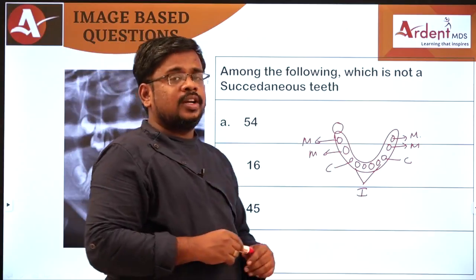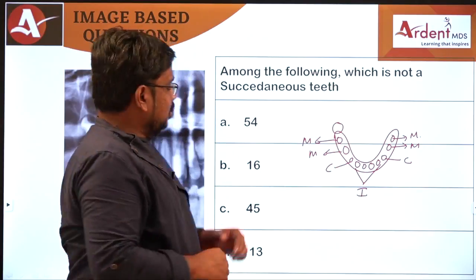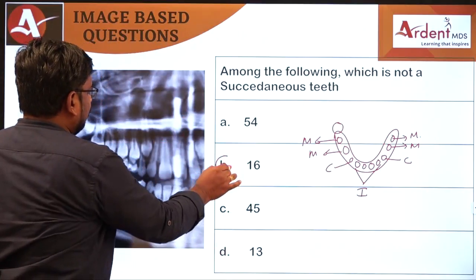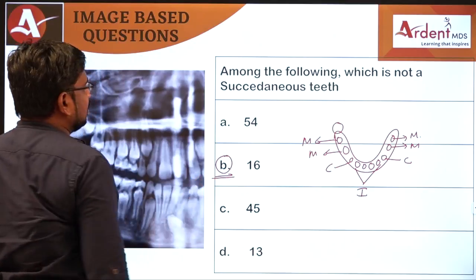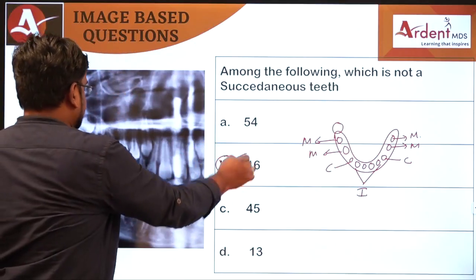So these permanent molars are called not succedaneous teeth. So among the given options, 1/6 is the permanent molar. It is not considered a succedaneous tooth. So this is the answer for this question.